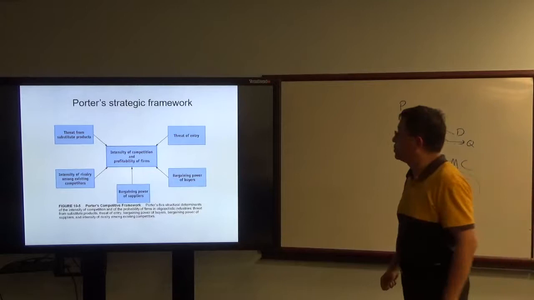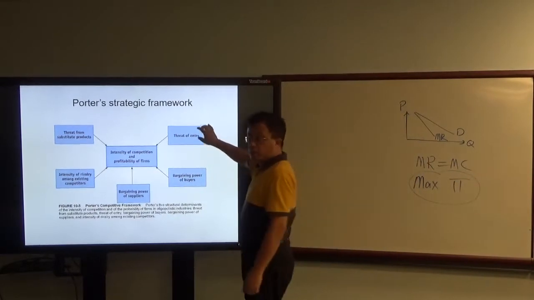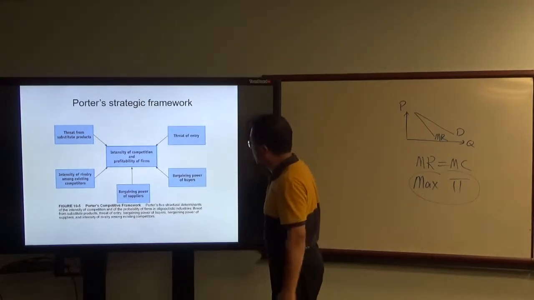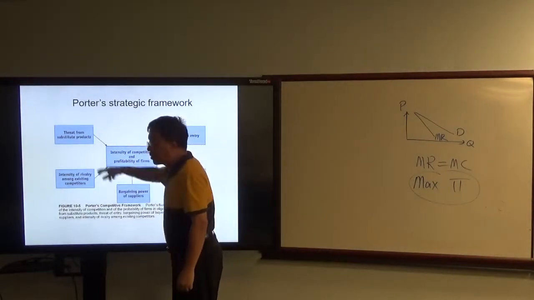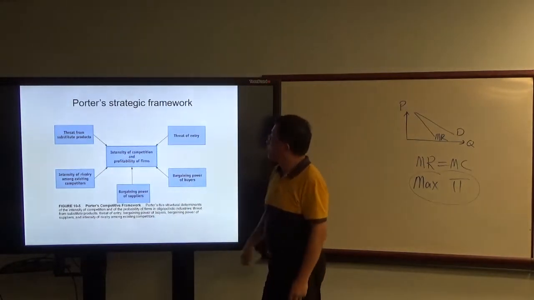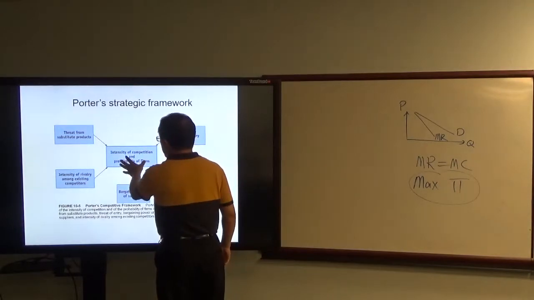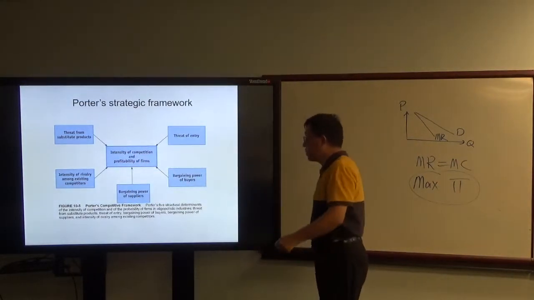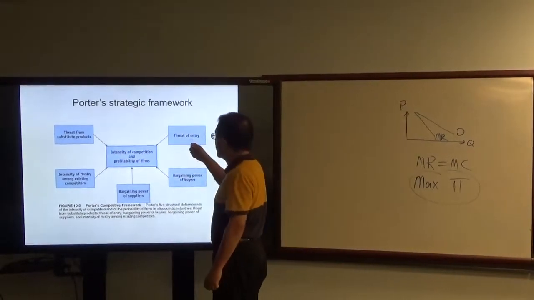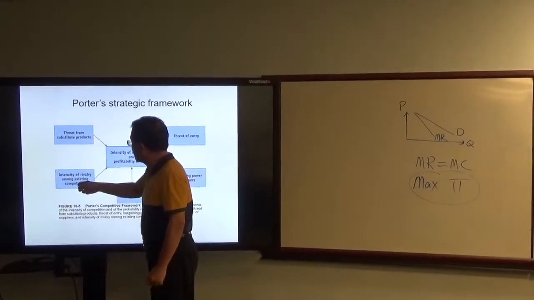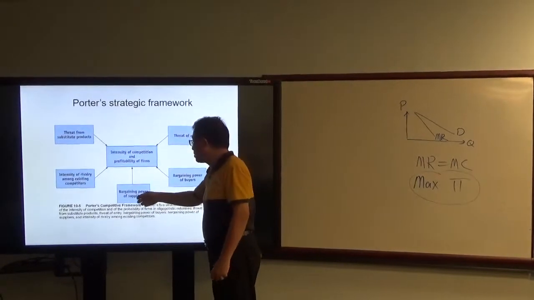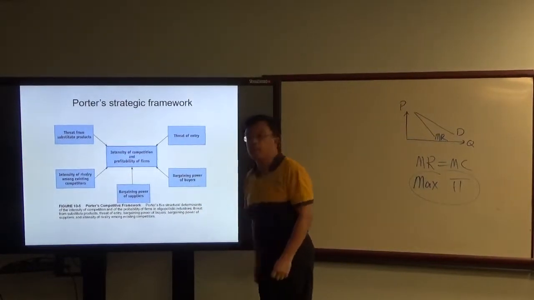And also the textbook, probably in other management classes, you will also discuss Porter's five important competitive factors. So one, two, three, four, five, right? These factors will affect what? The intensity of competition and also the profitability of the firms. The threat from substitute products, threat of entry, intensity of rivalry among the existing competitors, bargaining power of suppliers, bargaining power of buyers.